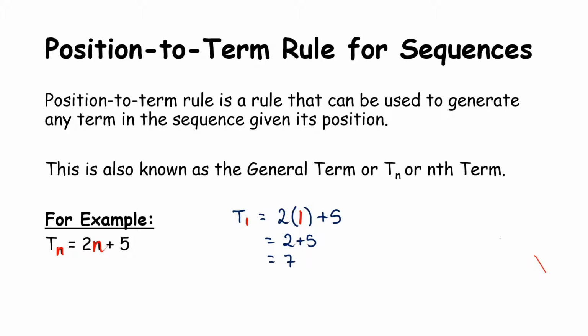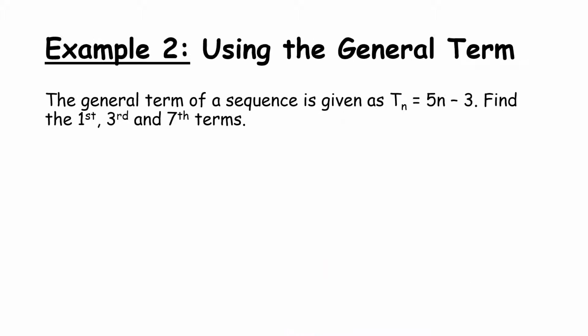I can jump even further. I can say, well, what about my 10th term? So instead of having to do all the terms in between, I can go straight to my 10th term. So I get 2 times 10 plus 5. And I'm just showing in red so you can see that substitution, which is 20 plus 5, which is 25. So a much more efficient method for when we're dealing with terms later on in the sequence.